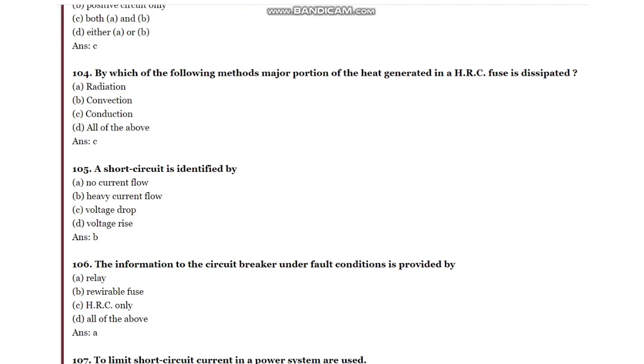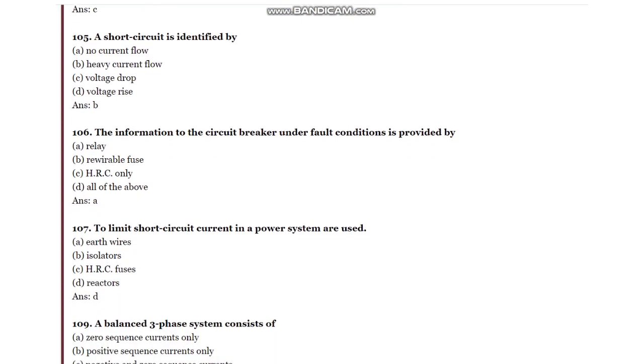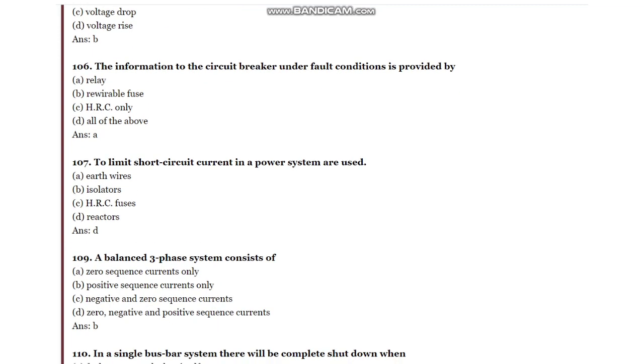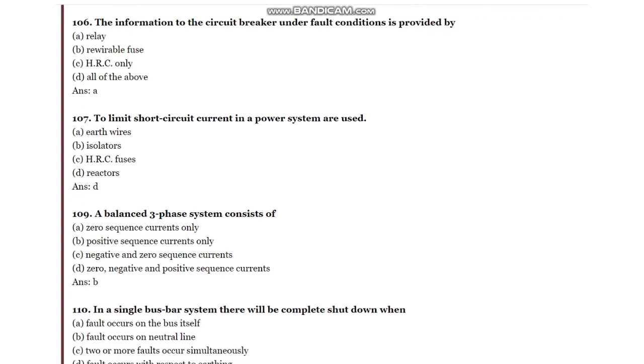By which of the following method major portion of the heat generated in a HRC fuse is dissipated? Conduction. A short circuit, it is identified by heavy current flow. Question number 106. The information to the circuit breaker under fault condition is provided by relay. Question number 107 is to limit short circuit current in a power system, reactors are used.